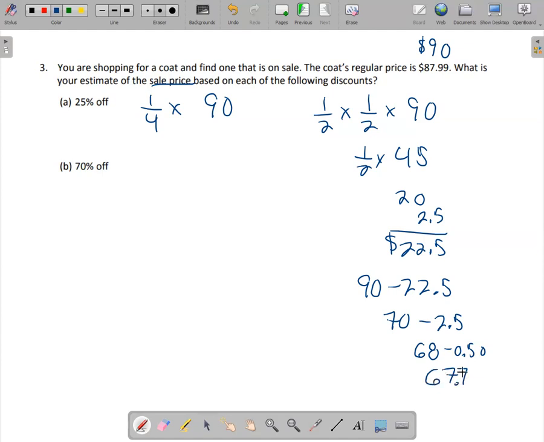Oops, 67.50. And again, I'm trying not to use a calculator here.